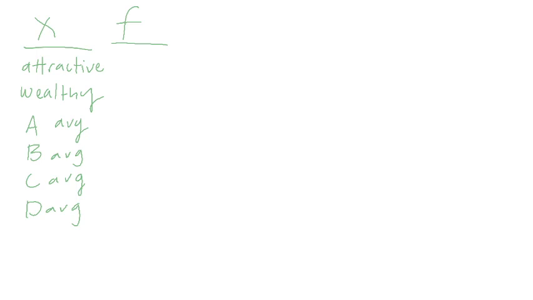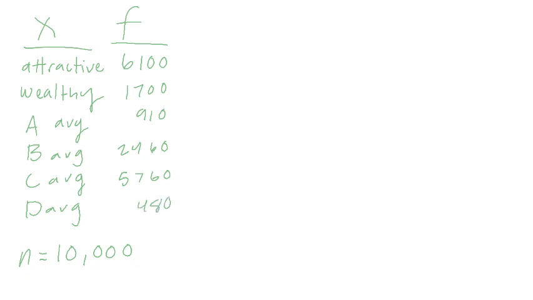Let's say that we have an N equal to, and get ready for this, maybe our biggest N to date. Let's say we have an N of 10,000. There's 10,000 eligible singles, and this is what you know about them. You know that out of those 10,000, we have 6,100 who are attractive, 1,700 that are wealthy, 910 with an A average, 2,460 with a B average, 5,760 with a C average, and 480 with a D average.